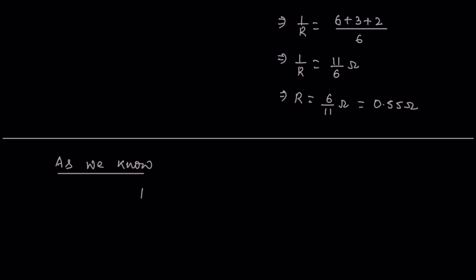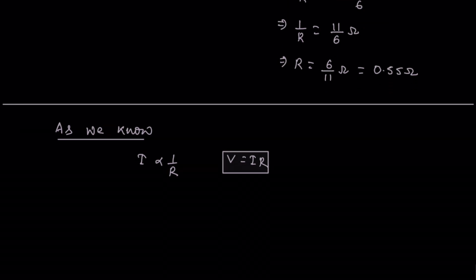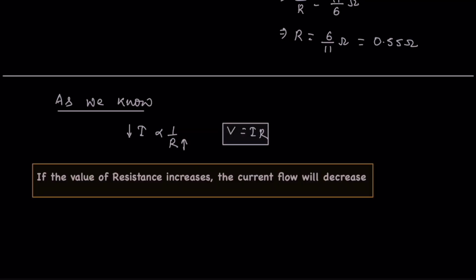As we know, current is inversely proportional to the resistance from Ohm's law. We know that V is equal to IR. So current is inversely proportional to the resistance. If this R value increases, then current has to decrease. So if we are connecting 10 bulbs in series, resistance will increase, so the current flow will decrease. But when we connect those 10 bulbs in parallel, resistance will be minimum, and current flow will be more than the series arrangement. I hope you understood this part completely.